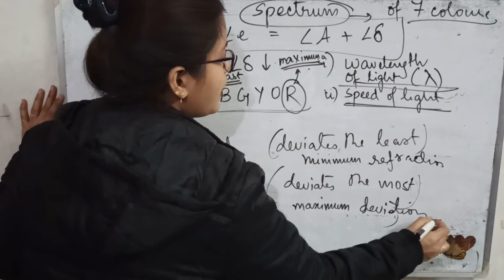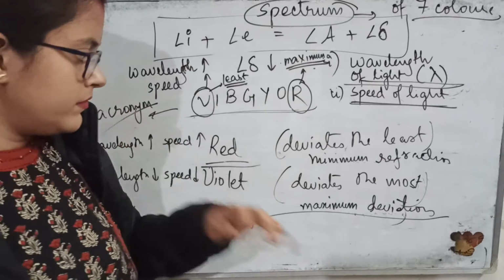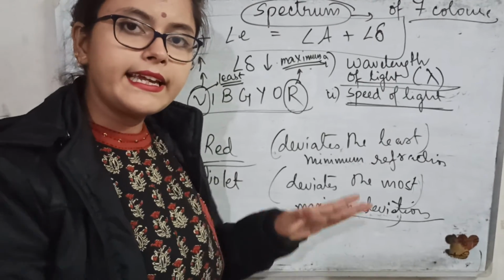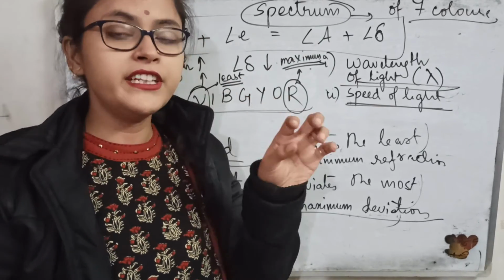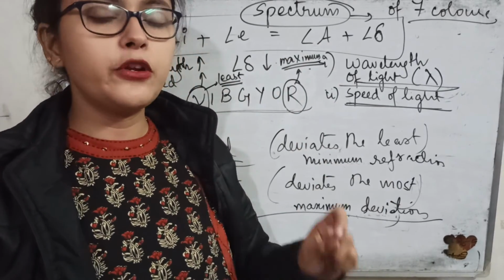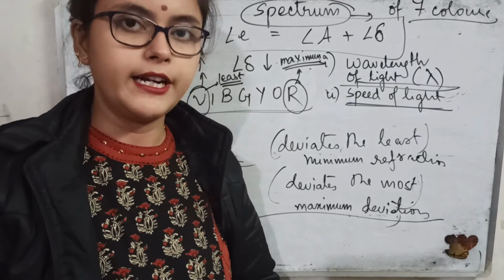Understood? Now this phenomenon due to which white light gets split into 7 different colors when traveling through a prism, this phenomenon is called dispersion of white light.